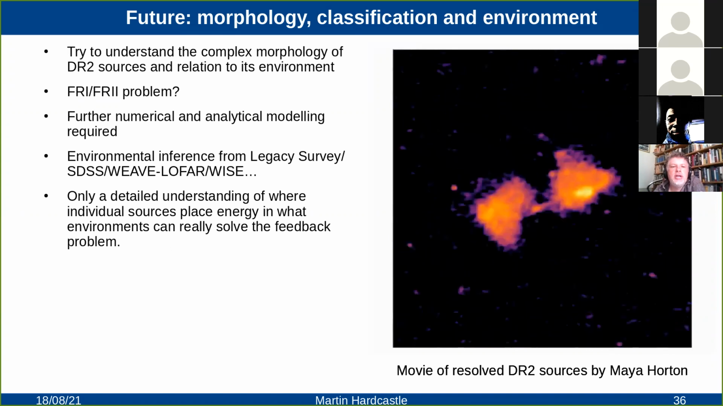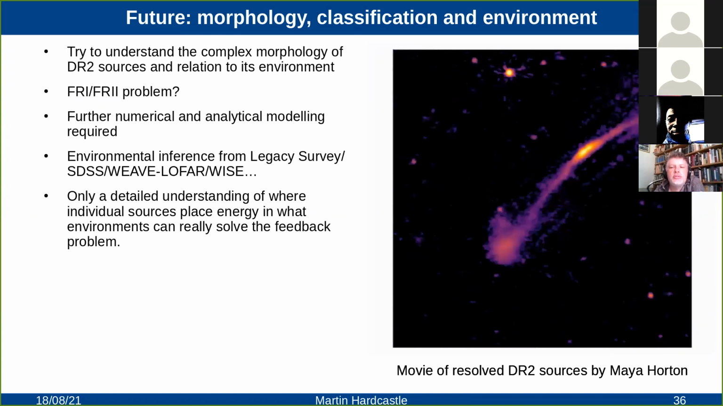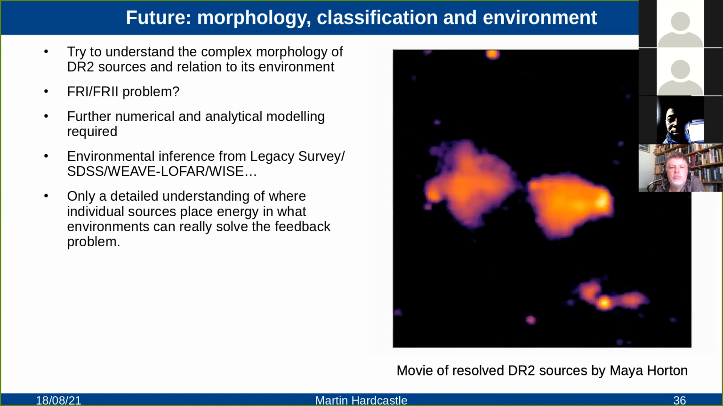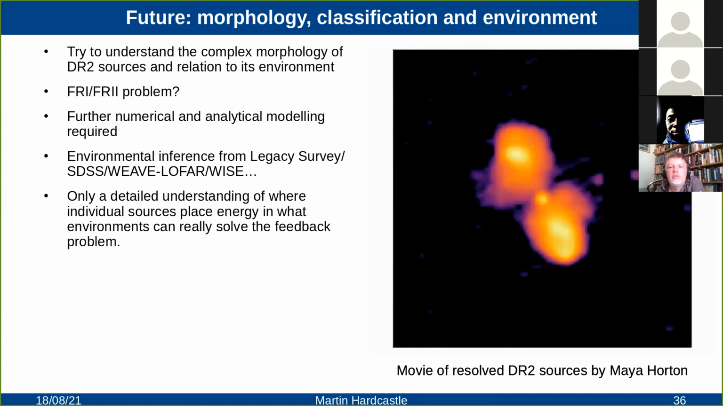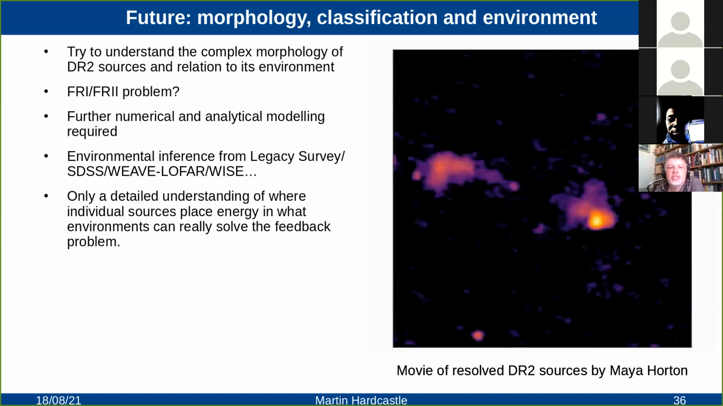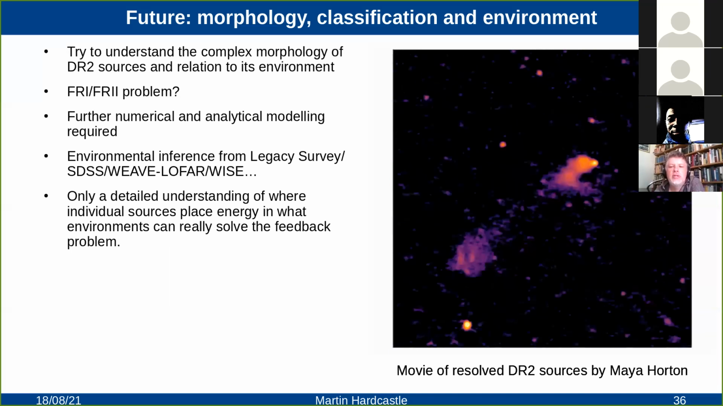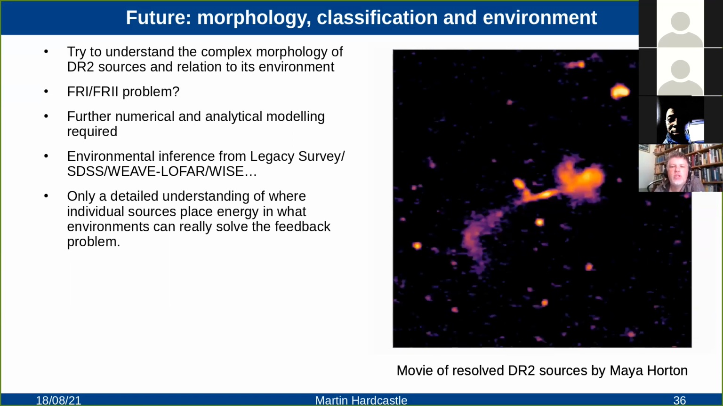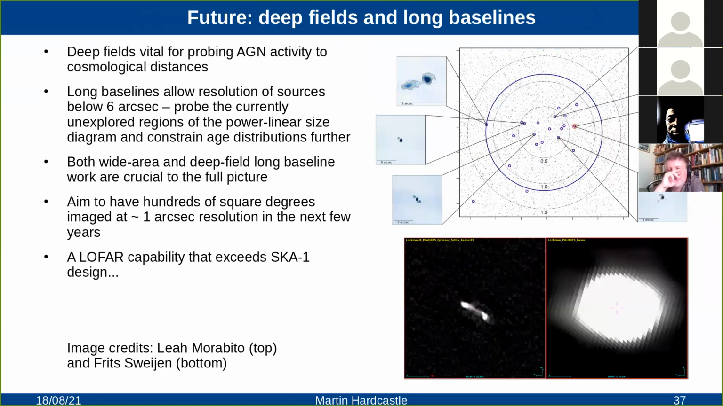And we are going to be trying to use this morphological information to get better radio source models, and therefore do better environmental inference and better constraints on the feedback problem. So we're not there yet, but we will get there by understanding the detailed morphology.